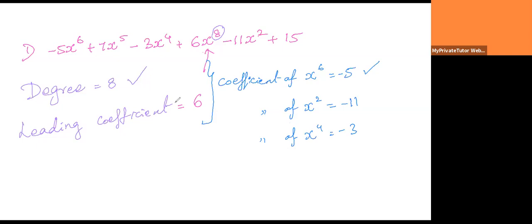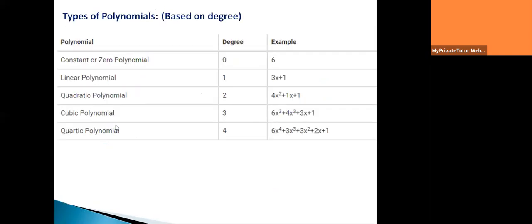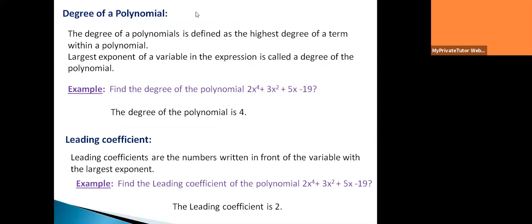Okay. So what's next? You guys have learned the degree now. So what are the types of polynomials? Generally speaking, if you get a question in exams or anywhere, what are the types of polynomials, you're going to write monomial, binomial and trinomial, 3 types. That is based on the number of terms.